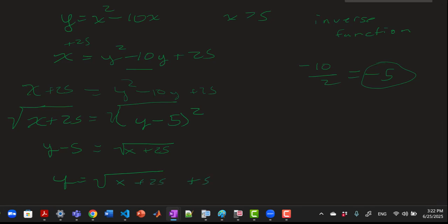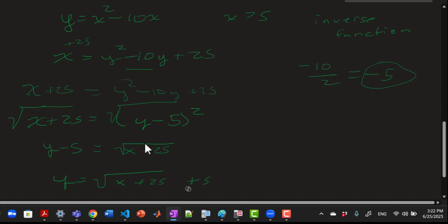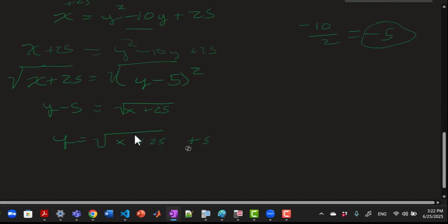Then I want to check, did I make the right choice here by using the positive square root? So my domain is x is greater than 5. That has to be the range of my inverse function here, and it is, because the smallest this square root can be is 0, and so everything bigger than 5 is the range. So this is the inverse of that function. Okay, so if you're just looking at how to do it, that's how you do it.